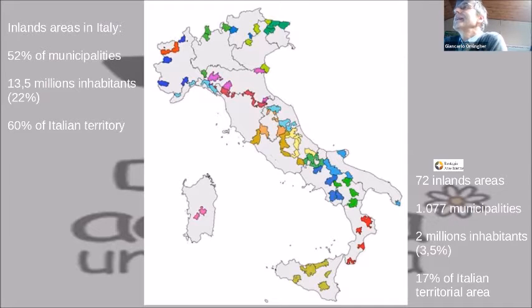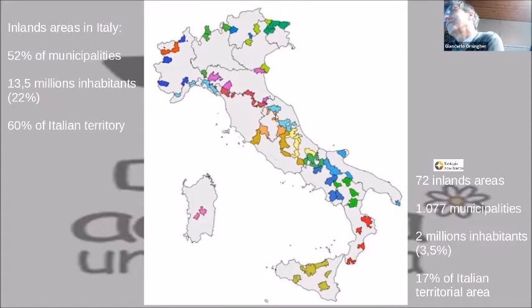These are the inner areas in Italy. The Strategia Aree Interne covered only a part of this area, not all these areas, but is related to the areas that I have shown in the map. There are 72 areas spread all over Italy, particularly in the mountain areas.